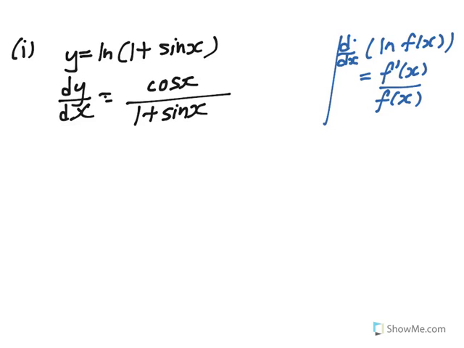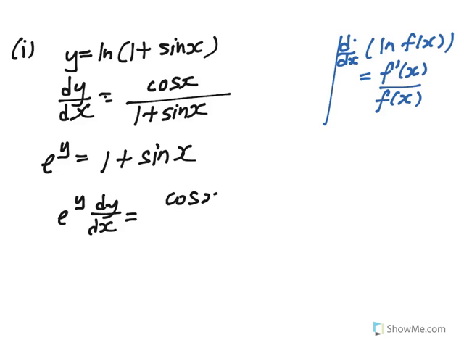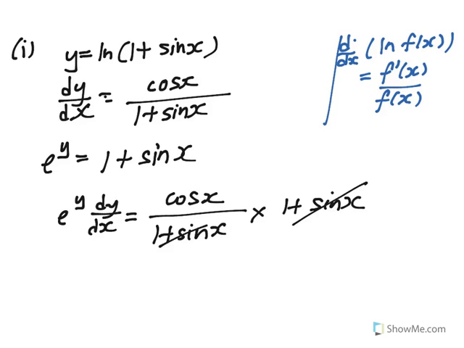Then e to the power of y equals cos x, so it will be quite easy. So it was e to the power of y. Given that y equals ln(1 + sin x), e to the power of y will just be e to the power of ln, which cancels out. So you can see that e to the power of y multiplied by dy/dx will just be cosine x over 1 plus sin x multiplied by 1 plus sin x, and they will all cancel off. And you can see here, part 1 is done, you have shown.